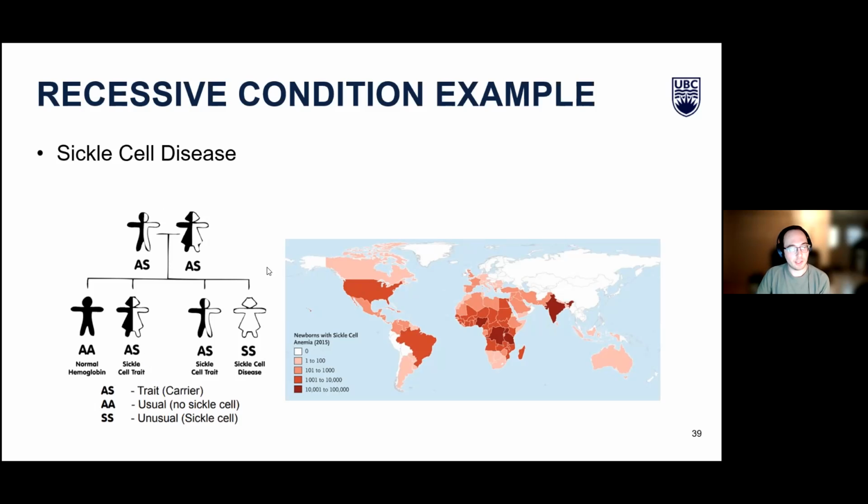So this is just another diagram similar to the one on the previous slide, just showing the breakdown. If we have a mother and a father that are carriers of the sickle cell mutation, they have about a 25% chance of having a child with sickle cell disease. And then they also have a 50% chance of having a child that is a carrier. And this is with sickle cell disease called sickle cell trait.